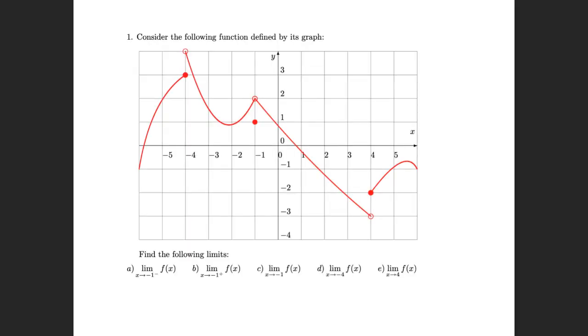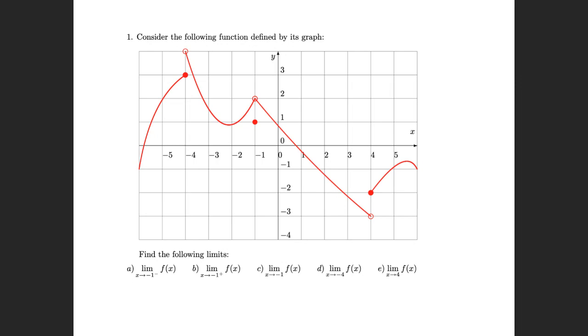All right, so let's review a little bit of what we went through last week. This is an awesome problem. This is a type of problem where you can tell if a student understands a lot about limits, left-hand limits, right-hand limits, what a limit is. So part A asks us, what is the limit as x approaches -1 from the left-hand side?